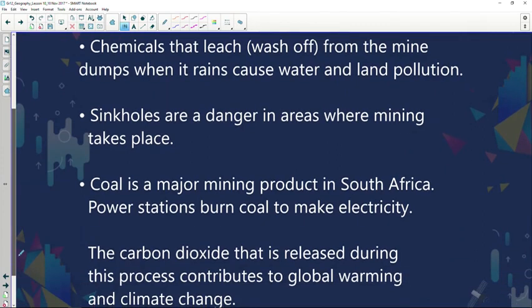And then if you look at coal, that's one of our major mining products. Yes, we use it to produce electricity, but the problem with it is carbon dioxide. It creates a hell of a lot of pollution and increased global warming.